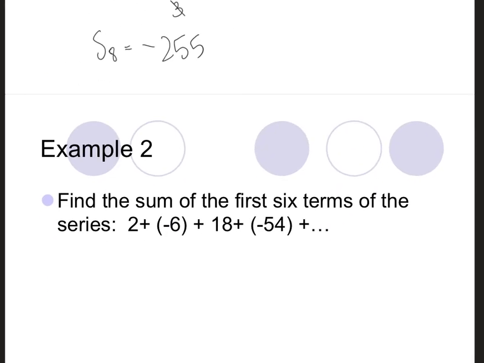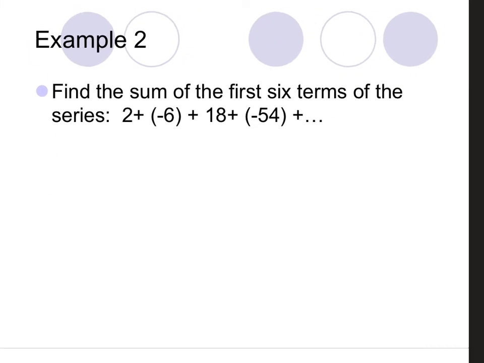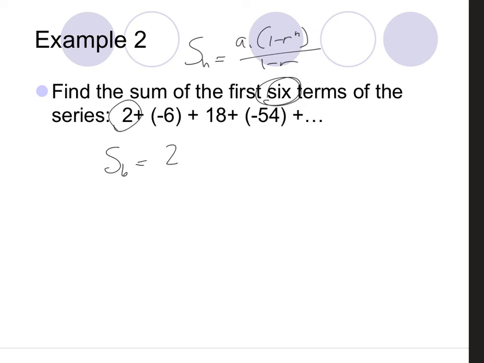All right, scooting it up. Okay, we're going to try this again. Here's the formula up here. S sub n is a sub 1 times 1 minus r to the n over 1 minus r. All right, we're finding the sum of the first 6 terms. So the sum of the first 6. A sub 1, the first term is 2. 1 minus, and my ratio again is a negative number, right? To get from here to here, I multiply by -3. To get from here to here, I multiply by -3.